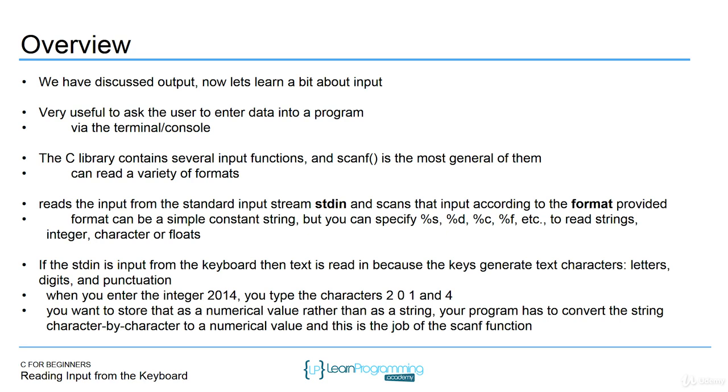If standard in is the input from the keyboard, which is default, what's going to happen is as you type in text via the keyboard, it's going to take that text, put it into the C program, and it's going to convert that text. And text is things like letters, digits, and punctuation. So even though you're typing in a number, it's still text because it's coming from the keyboard. So if you enter the integer 2014, which is a number, essentially what's happening is you're typing characters 2, 0, 1, and 4.